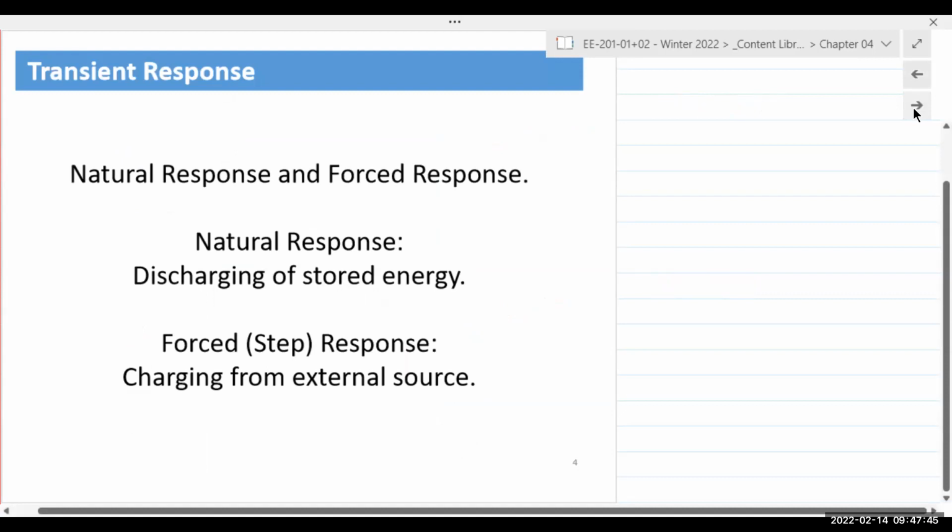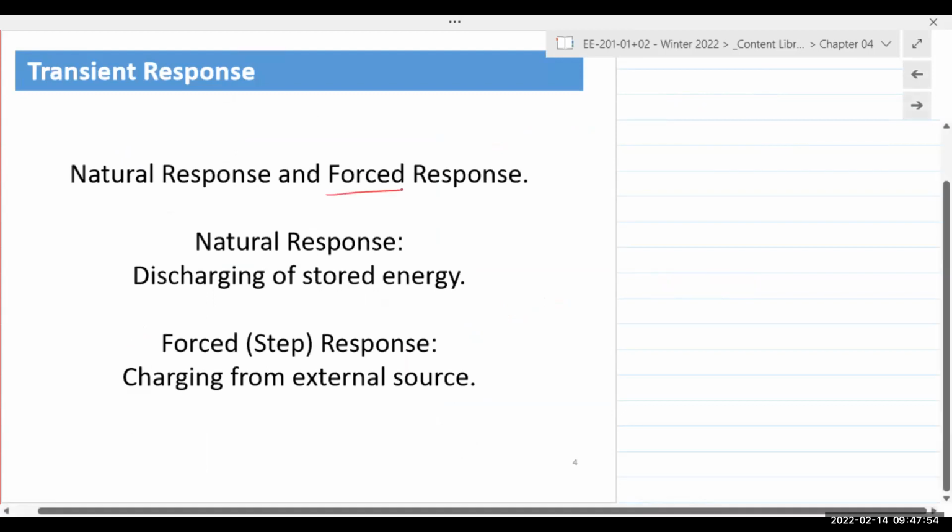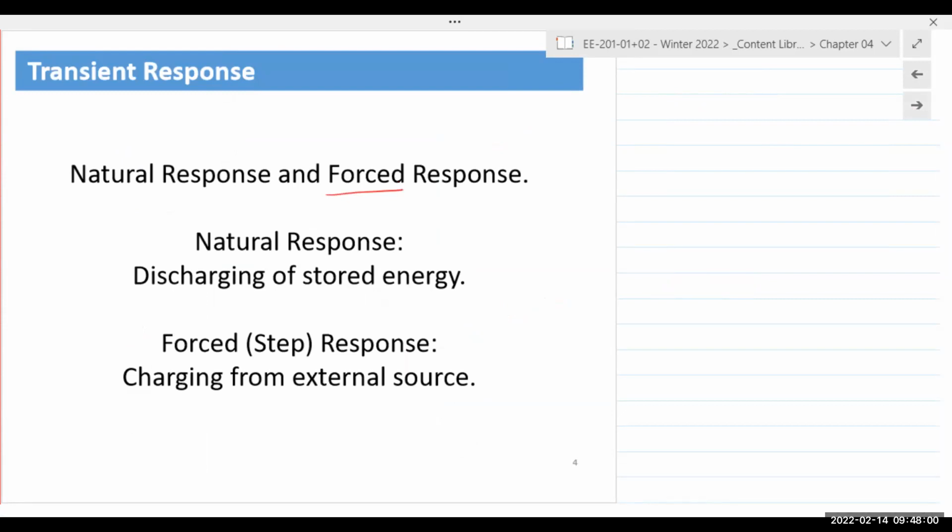Okay. So transient responses are of two kinds. We say there are natural response and there's a forced response. Forced is not as sinister as the word sounds. All of the analysis that we have done so far can technically be classified as a forced response. Forced response is basically something that is not inherently a part of the component itself, meaning there's an external source that is providing the energy, and that creates voltages and currents to appear in that component, which is basically everything that we have studied so far.